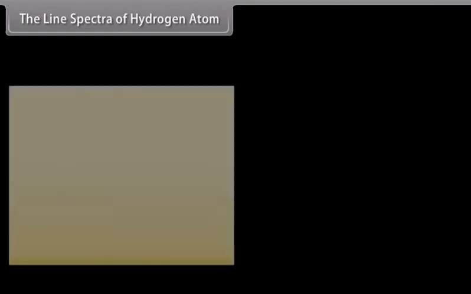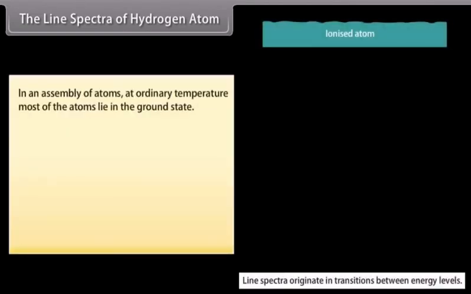The line spectra of hydrogen atom. In an assembly of atoms at ordinary temperature, most of the atoms lie in the ground state. If white light is passed through such an assembly of hydrogen atoms, the transmitted light will not have radiations of various wavelengths. It is the absorption spectrum of hydrogen corresponding to Lyman series.